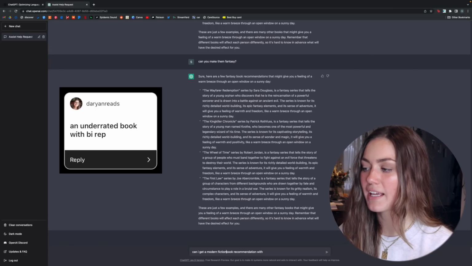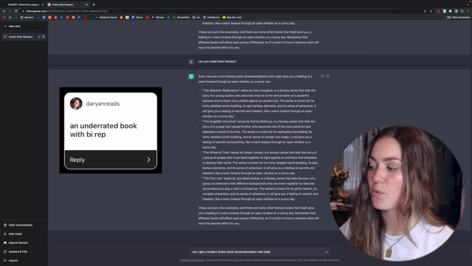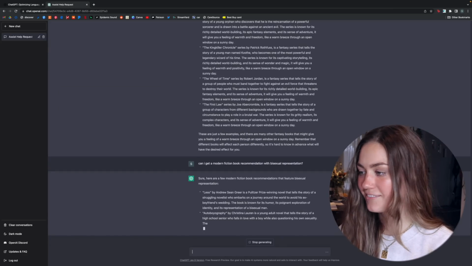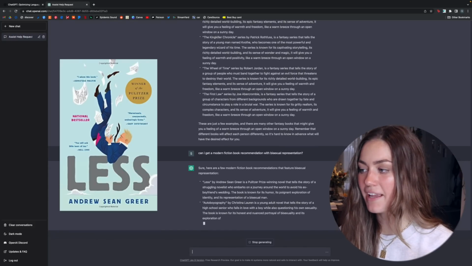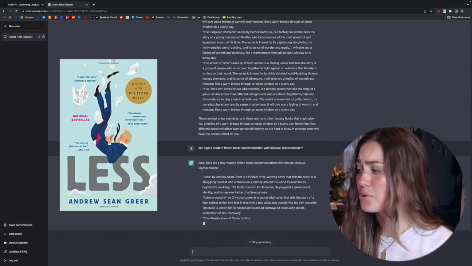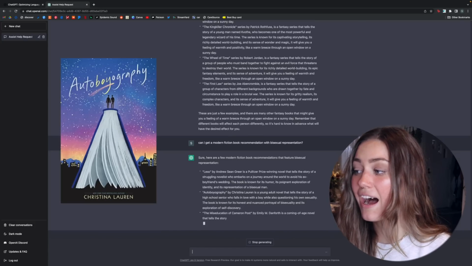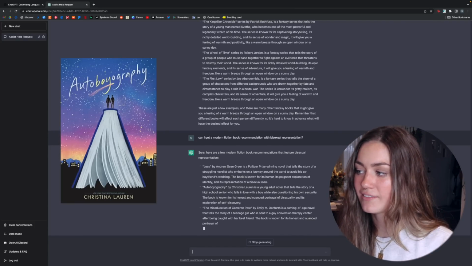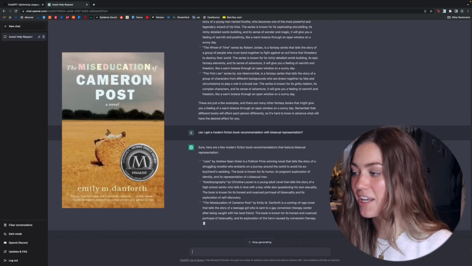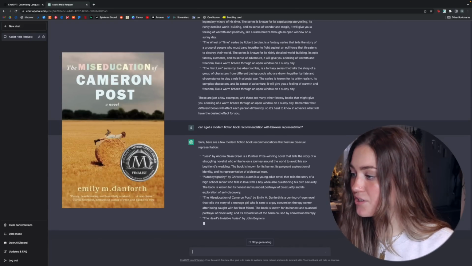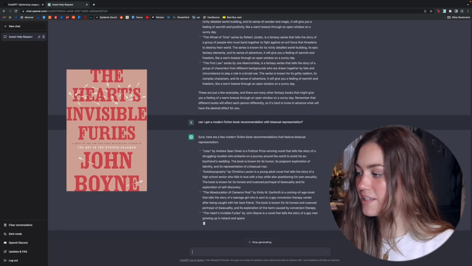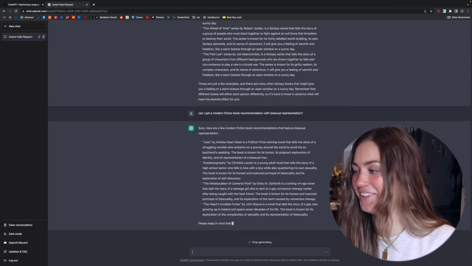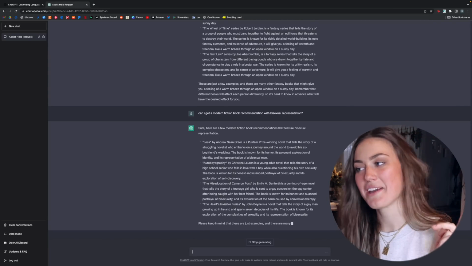So I want to do, can I get a modern fiction book recommendation with bisexual representation? We love to see ourselves, am I right? Okay, so this one says, Less by Andrew Sean Greer, Pulitzer Prize winning novel, I see what you did there. Autobiography by Christina Lauren, The Miseducation of Cameron Post by Emily M. Danforth, and The Heart's Invisible Furies, or is it Furries, by John Boyne. Either way, there we go.